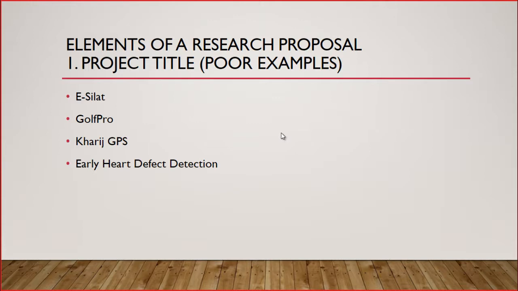This one, early heart defect detection. This is not a proper name, because is it a system? Is it an app? No mention here. And you can actually detect your heart defect manually. So is this an electronic system, or is it just a web page highlighting information? We have no idea what this is. So this is also a poor example.